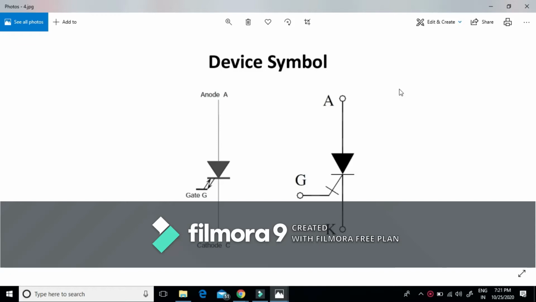Welcome to lecture 15 of Unit 1. Today's topic is GTO, that is Gate Turn-Off Thyristor.